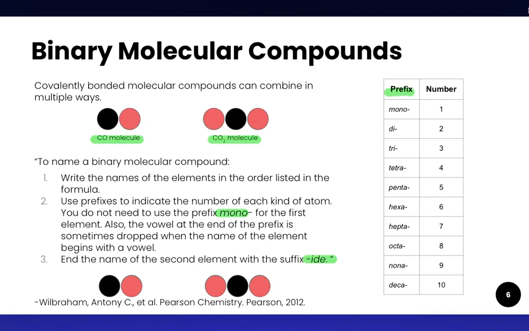The first molecule here is carbon. There's only one, so we're going to leave off mono. And there's only one oxygen, so we will call that carbon mon-ox, and then we're going to add our "ide." Carbon monoxide. This one will begin the same, carbon, but there are two oxygens this time, so we would call it carbon dioxide.